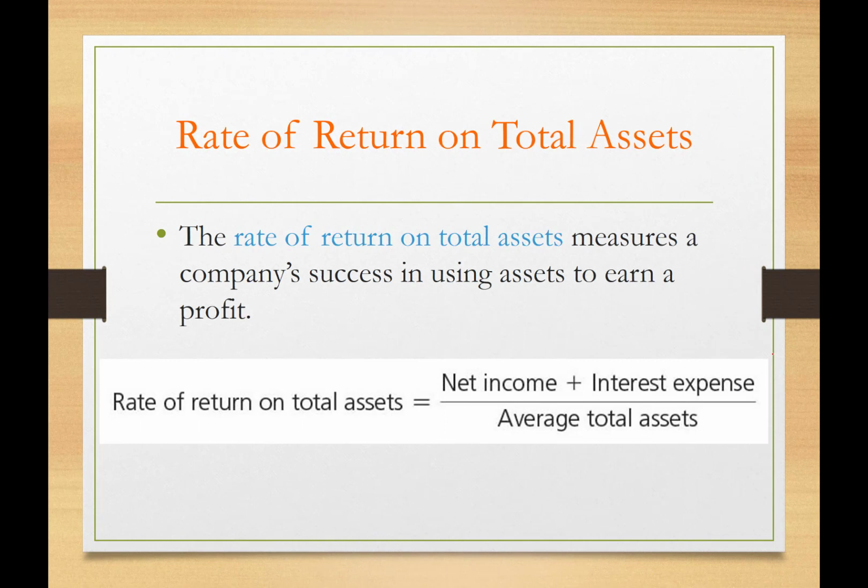Rate of return on total assets. Remember, an asset is described as something that will hopefully have a future economic benefit, and we want to make sure our assets are working for us to generate a profit. So the formula here would be to take net income, add our interest expense, and divide by average total assets. And again, here we want this to be higher the better. We definitely want our rate of return on total assets to be as high as possible.